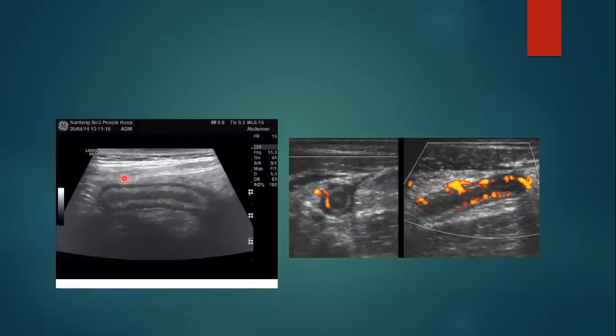This ultrasound picture shows an inflamed appendix, which is dilated and surrounded by echogenic fat. And here, the appendix is also inflamed, dilated, surrounded by echogenic fat, and shows wall hyperemia on Doppler study.